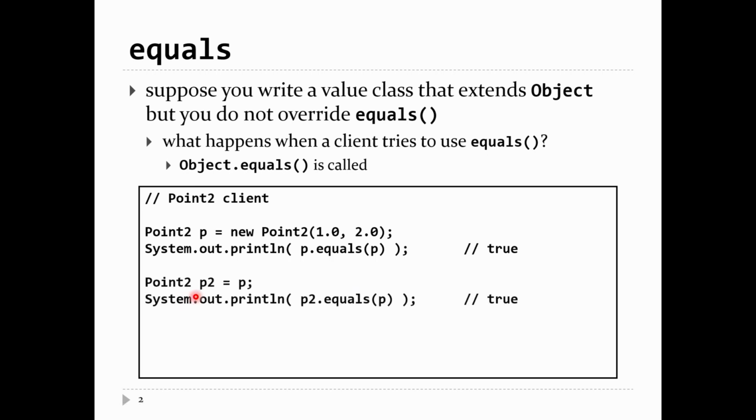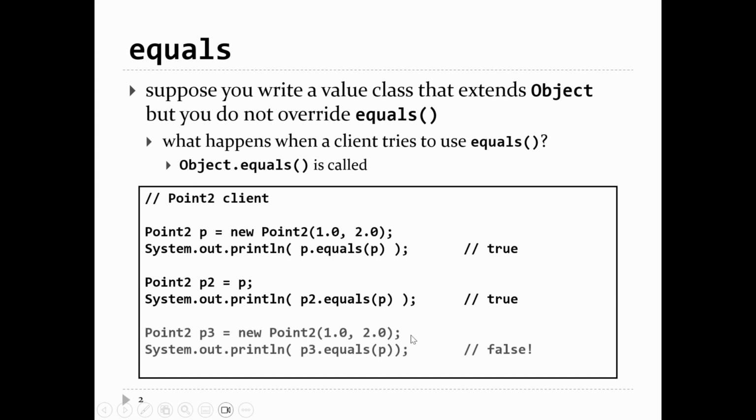If I write something like P2 equals P, and then ask, is P2 equal to P, that also prints true. Remember what this line of code does: it doesn't make a new point object. It simply says that P2 is another name for P, so P2 and P refer to the same Point2 object. And so P2 equals P is effectively asking the same thing as P equals P, so that makes sense that it's also true.